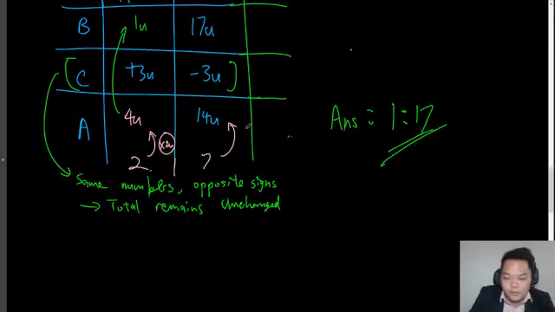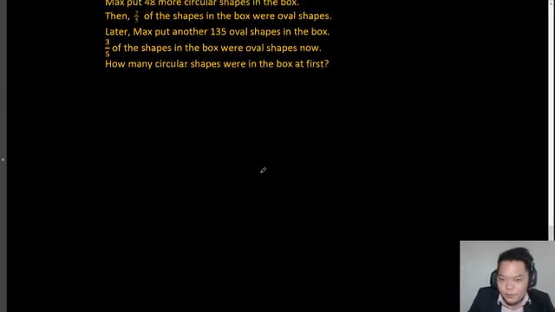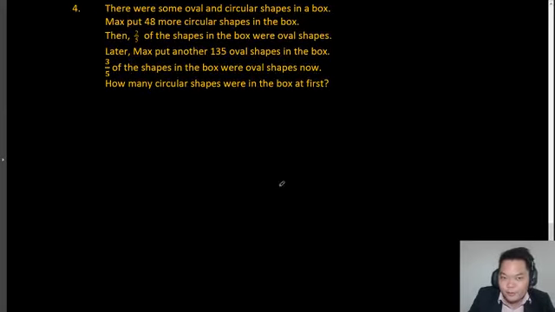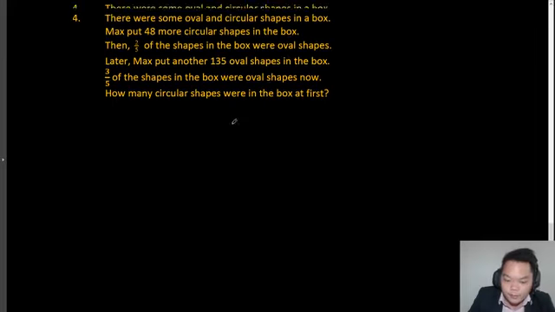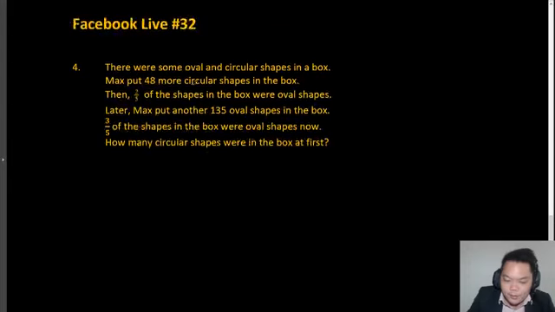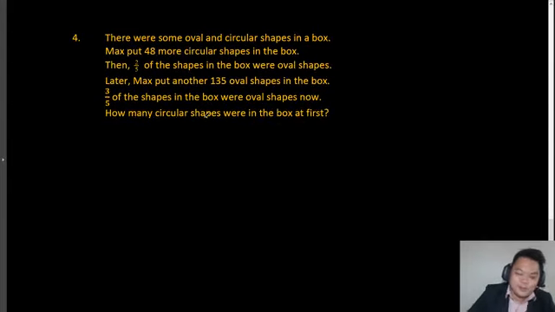Okay, so anyway, I think let's move on to number 4. Okay, there were some oval and circular shapes in a box. Max, okay, there you go. This one is the last one already. Please change this to number 5.